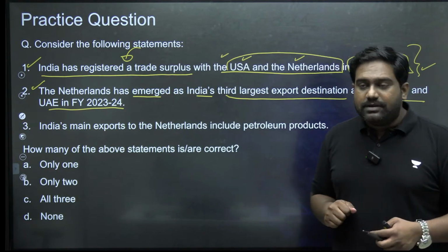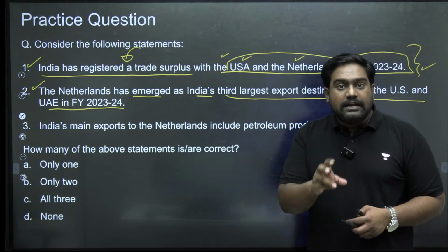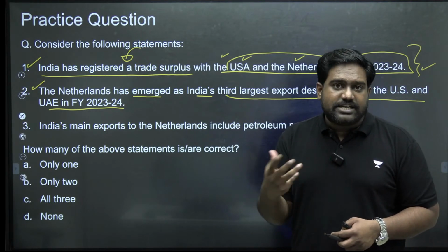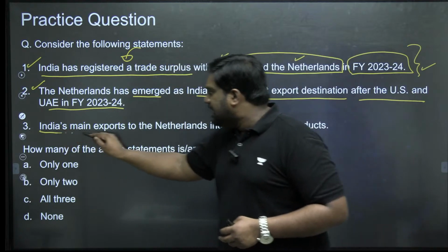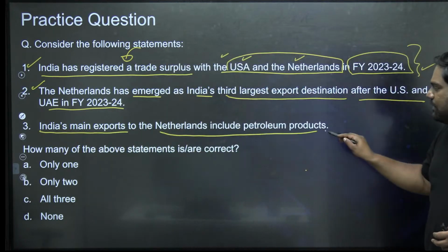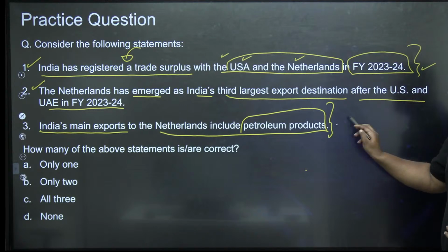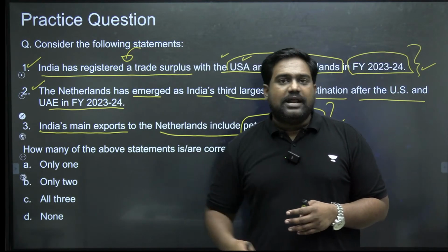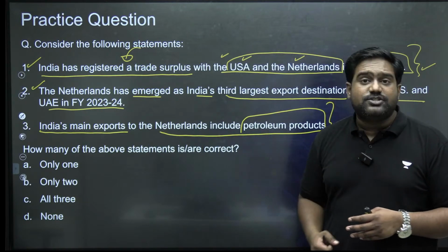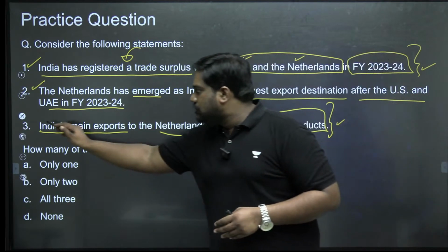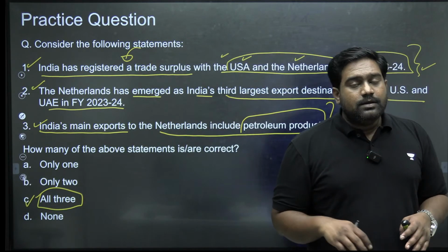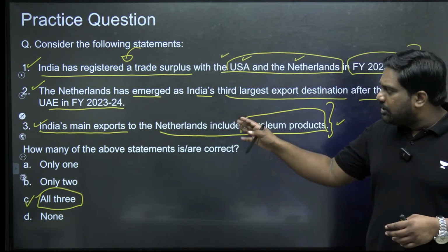But look at the third statement. The third statement is a little analytical. You should know the reason why Netherlands has become the third biggest export market. India's main export to Netherlands includes petroleum products. Now, without having in-depth information about the trade pattern with Netherlands, you can never answer this question. The third statement is also correct. So correct answer would be option C, all the 3. So why are we exporting petroleum products to Netherlands?